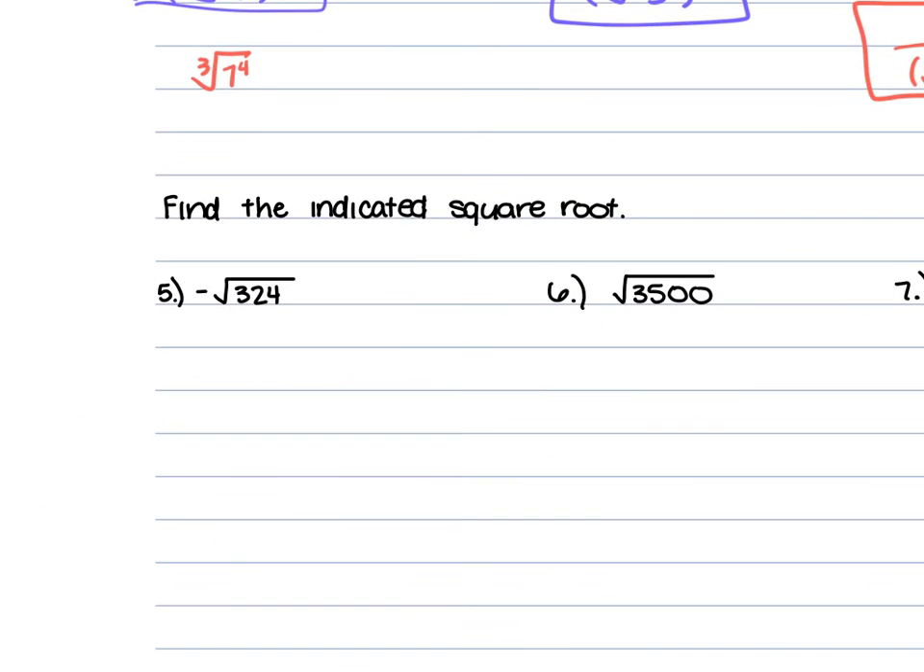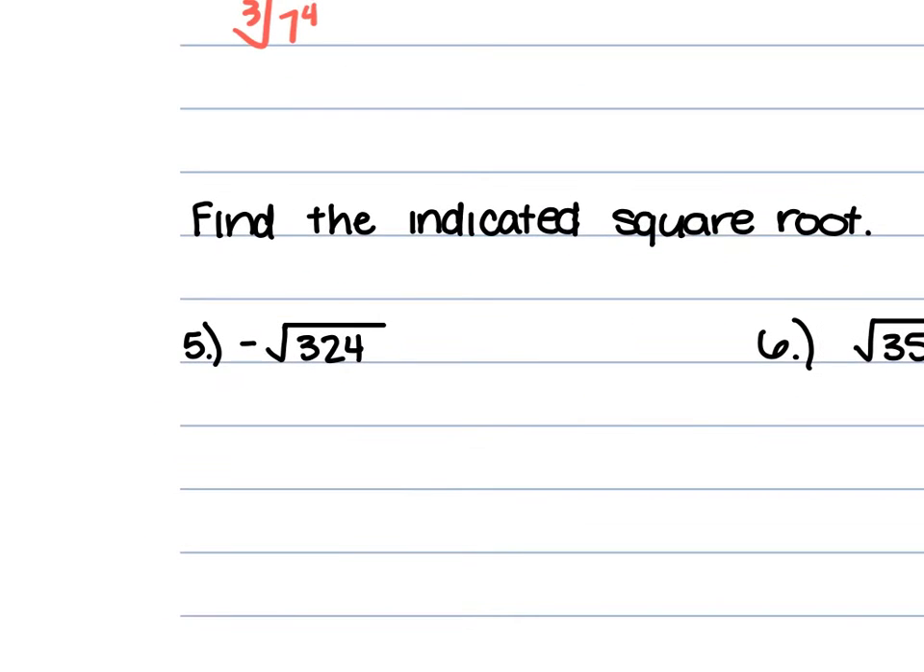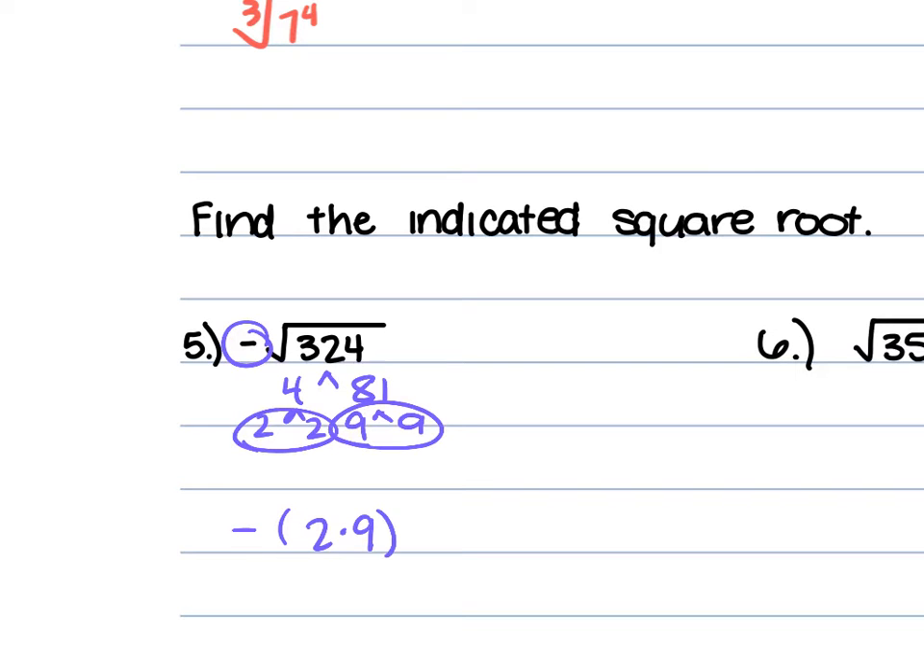For our second part here, we're finding the indicated square root. So if we look at number 5, we have a negative square root of 324. Keep the negative with your answer and factor out the 324. We know that 4 goes into it 81 times. The 4 is 2 and 2. The 81 is 9 and 9. So 2 times 9, put the negative in front of it, gives us negative 18.